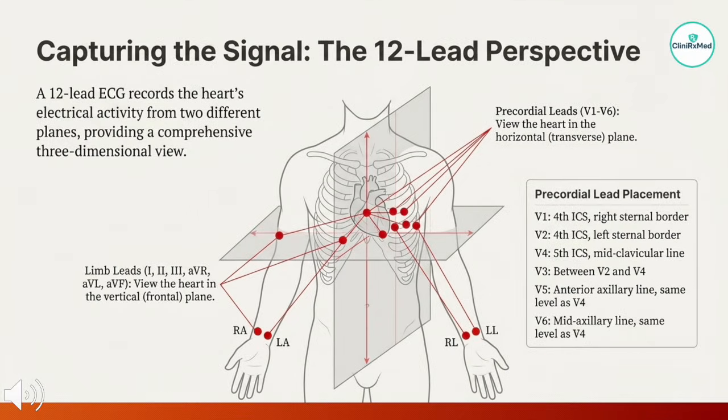A 12-lead ECG provides a three-dimensional view of the heart. Limb leads look at the heart in the vertical plane, while precordial leads, V1 through V6, look at it in the horizontal plane. Precise placement, such as V1 at the fourth intercostal space, is essential for an accurate reading.